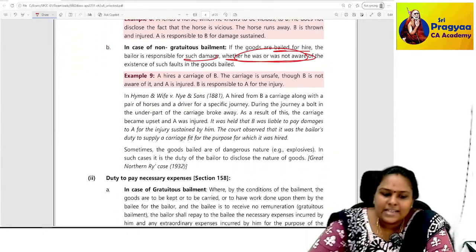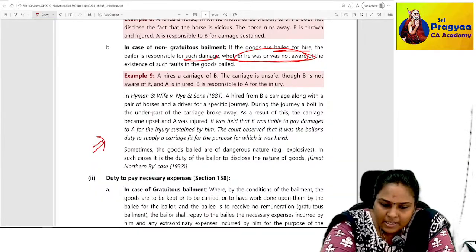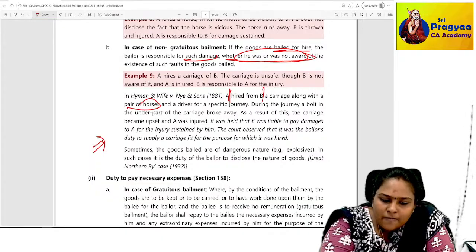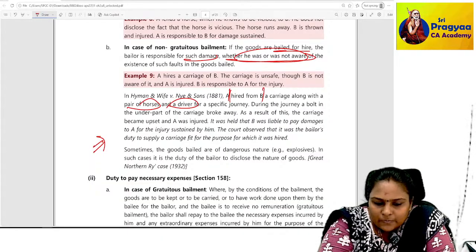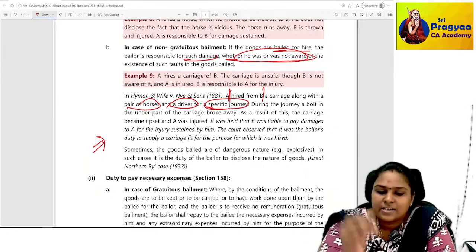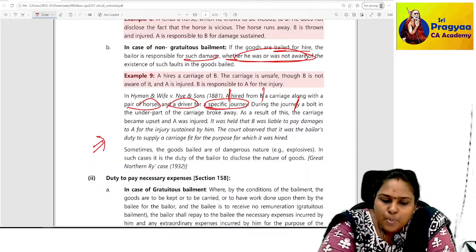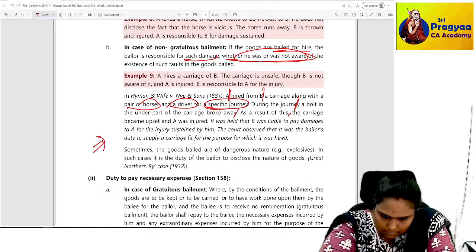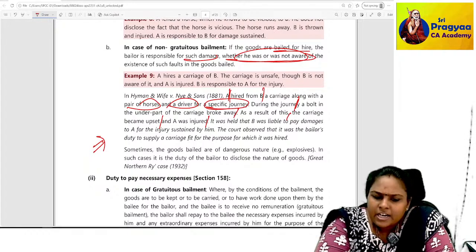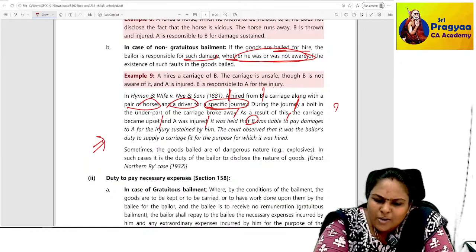Okay. Now, let us read the case study which is given here. A hired from B a carriage along with a pair of horses and a driver for a specific journey. Ma, open your mouth and read. Look at the board, open your mouth and read. During the journey, a bolt in the under part of the carriage broke away, and A was injured. It was held that B was liable to pay damages to A for the injuries sustained by them. What was the reason?